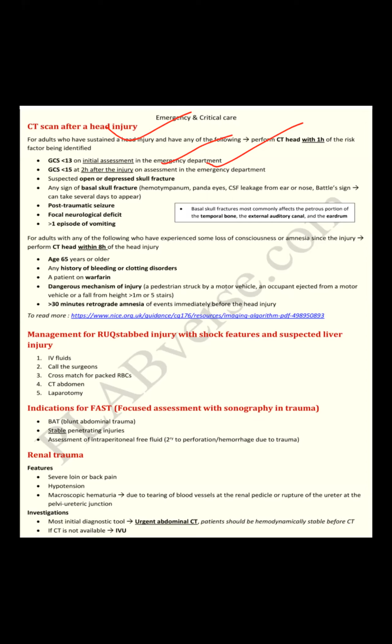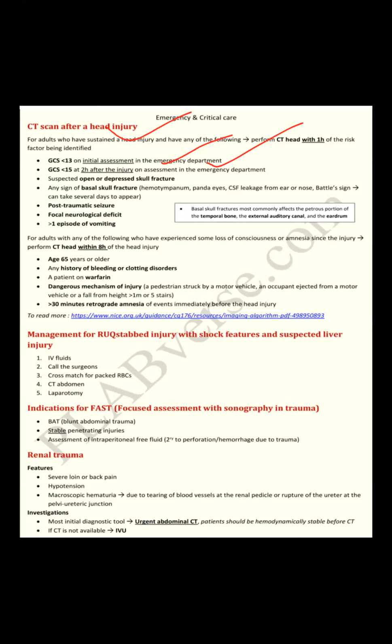Exam question: when do we do FAST? If it is blunt abdominal trauma. For a stab injury with suspected liver injury, we do a CT scan. Very carefully listen, everything is an exam question. If the patient is stable but has a penetrating injury, we do FAST, to assess for intraperitoneal fluid leakage.